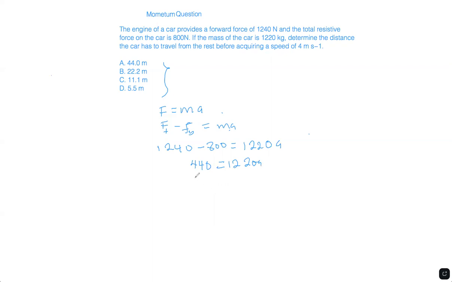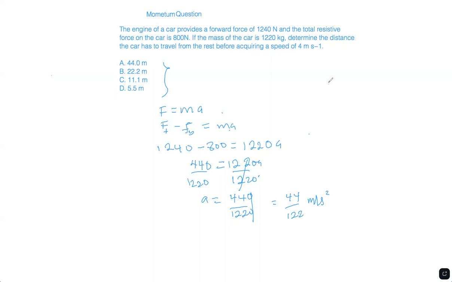Then equal to the acceleration here times 1,220. So we can get our acceleration by dividing both sides by 1,220. Therefore, our acceleration will become a equal to 440 over 1,220. So we can just reduce this to its lowest term, which means we have 44 over 122 meter per second square. So that's the acceleration.